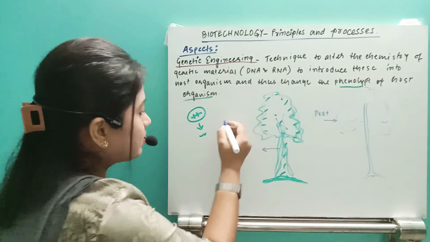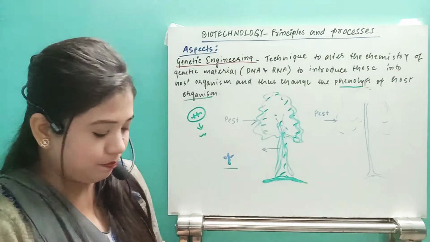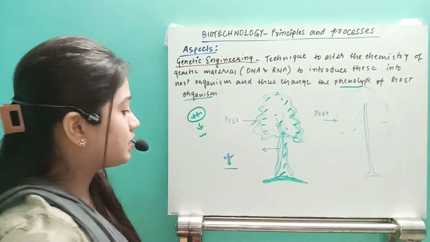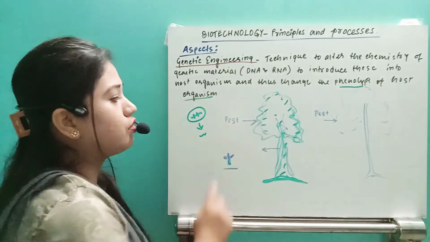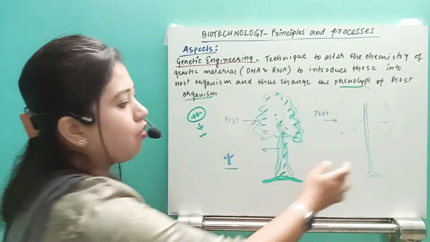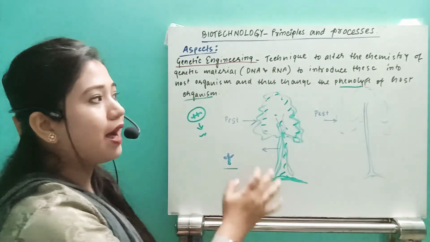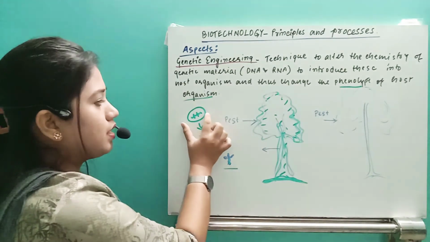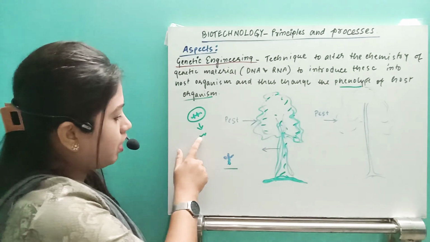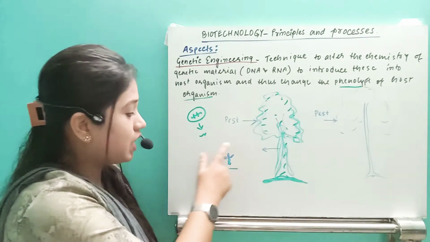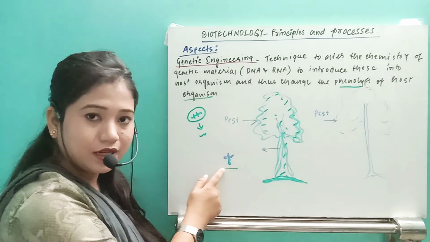Whenever the pest comes to take the leaf, the pest will die. Why? Because that specific product, that is Bt toxin, is harmful to the pest. So we alter the phenotype. How do we alter the phenotype? By biotechnology, we extract one specific gene from a microorganism and introduce it into the plant. We alter the genetic makeup of this plant.